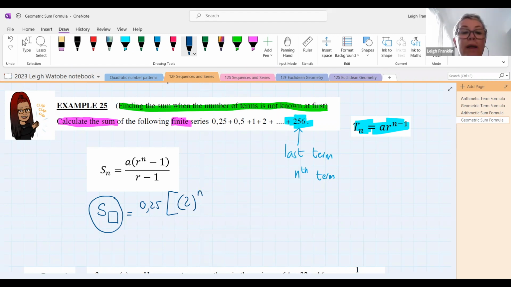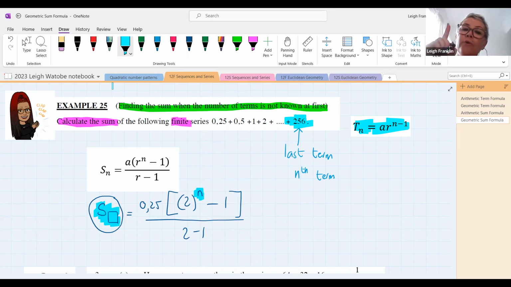I don't know what n is because I don't know the number of terms in this particular pattern. Minus 1 over r minus 1. This is the problem, okay? Because both the sum and the number of terms are unknown. Can I solve two unknowns using only one equation? No, I can never do that. I can never solve for two unknowns in one equation.